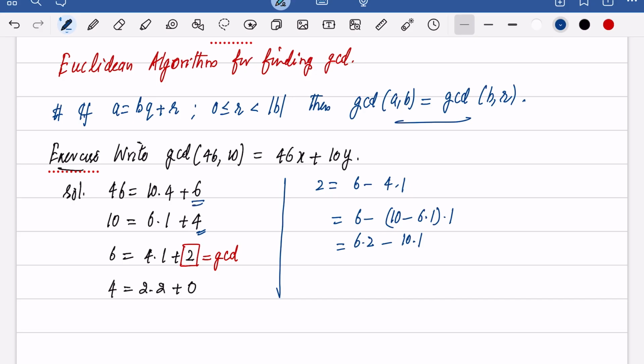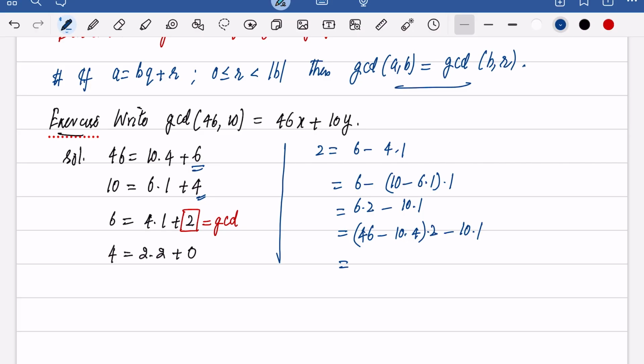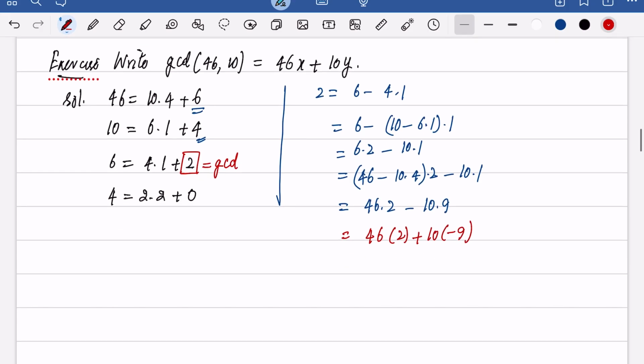Now in the previous step we have the value for 6. The 6 can be written as 46 minus 10 into 4. Now multiply it by 2, minus 10 into 1. Now again make such calculations. This is 46 into 2 first of all. 46 into 2 minus 10 into 8 minus 10 into 1. So this is minus 10 into 9. Now finally we can write this is equal to 46 into 2 plus 10 into minus 9. So therefore this is the value for x and this is the value for y.